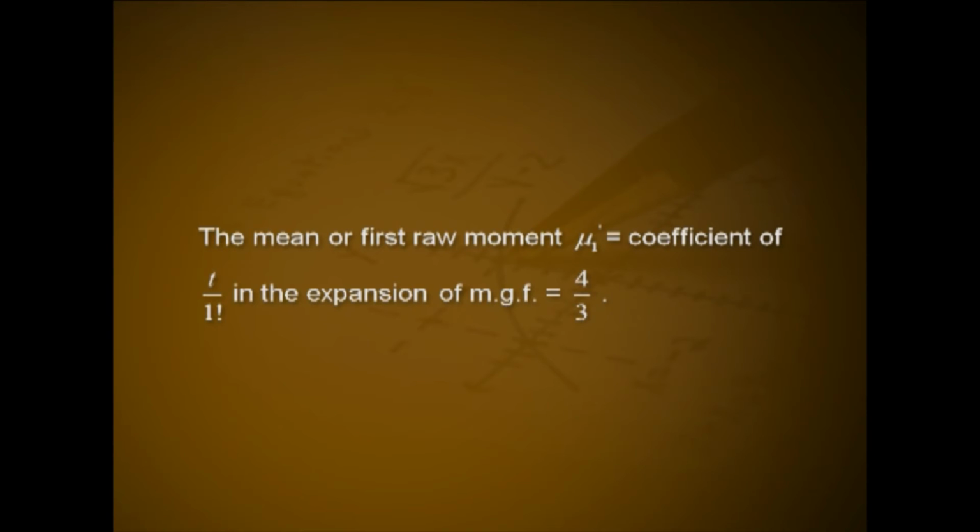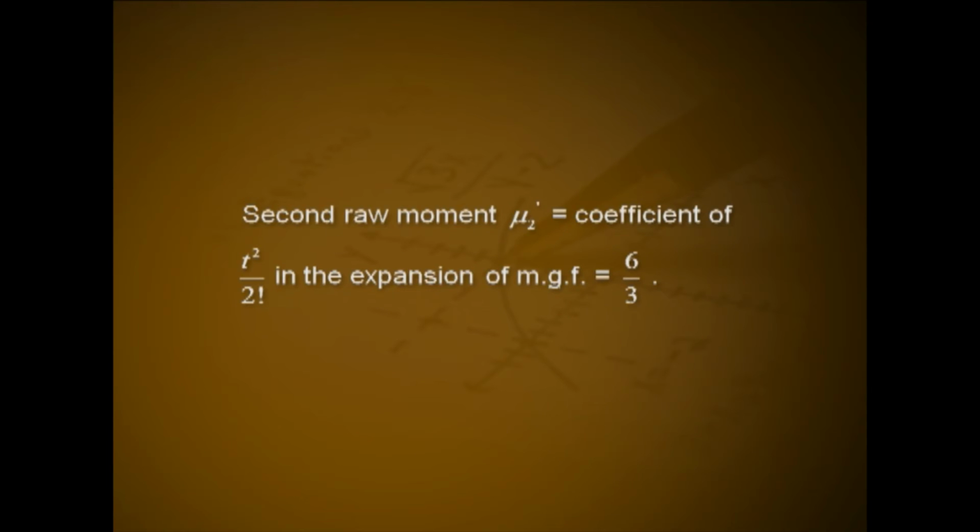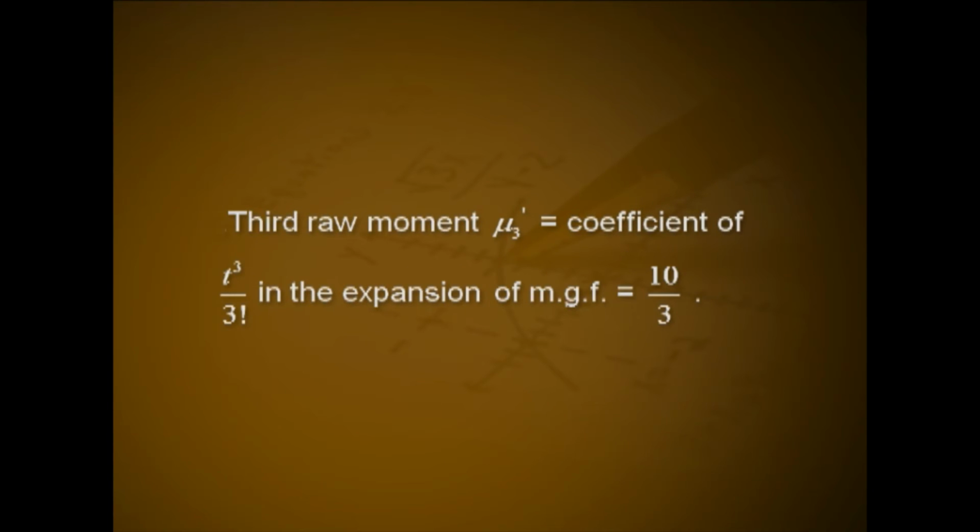The mean or first raw moment mu 1 dash equal to the coefficient of t by 1 factorial in the expansion of MGF, that is 4 divided by 3. Second raw moment mu 2 dash is equal to coefficient of t square by 2 factorial in the expansion of the MGF, that is equal to 6 divided by 3. The third raw moment mu 3 dash equal to coefficient of t cube by 3 factorial in the expansion of MGF, that is 10 divided by 3.